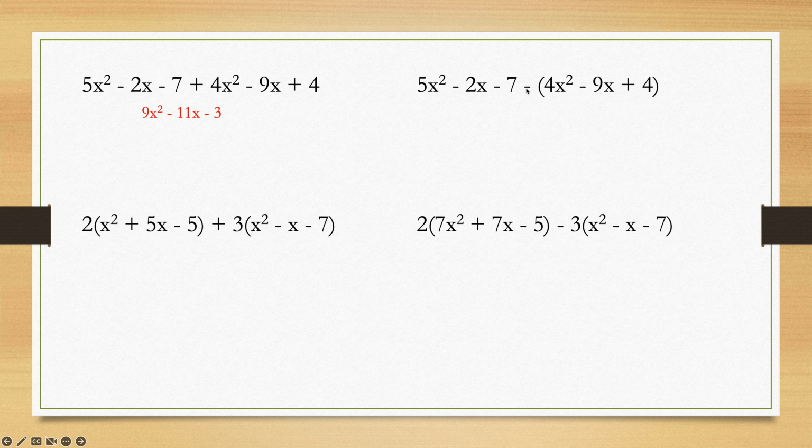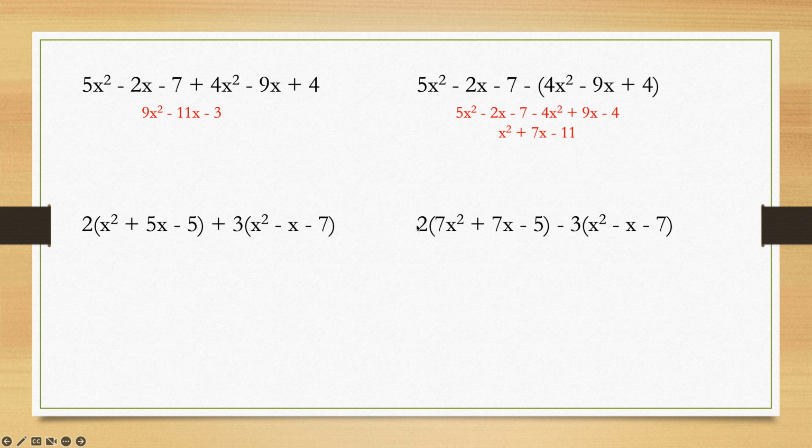Now, second one, upper right-hand corner. We're going to distribute that negative to everything in the package or parentheses or group that follows it. So my first step is to say, okay, I still got my 5x squared minus 2x minus 7, but then I negate, because that's what the negative sign does, everything in the parentheses. So the 4x squared becomes negative, the 9x becomes positive, and the 4 becomes negative. Now I combine like terms.